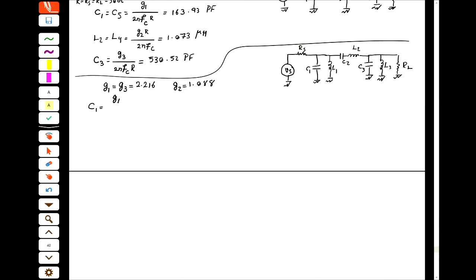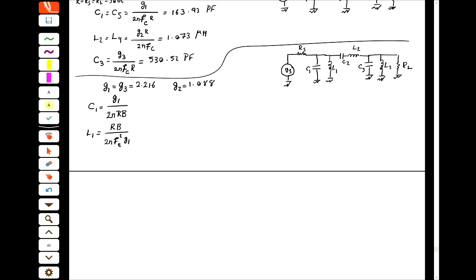C1 equals to G1 divided by 2 pi RB, and B is the bandwidth, and then the L1 equals to RB over 2 pi F naught squared, or FC squared, G1. Is it correct? Correct? Yeah.